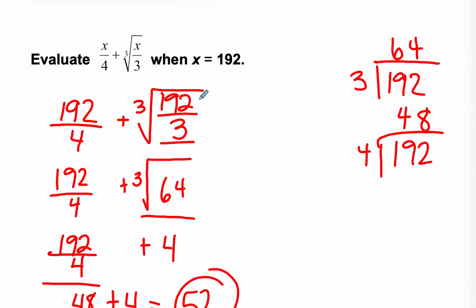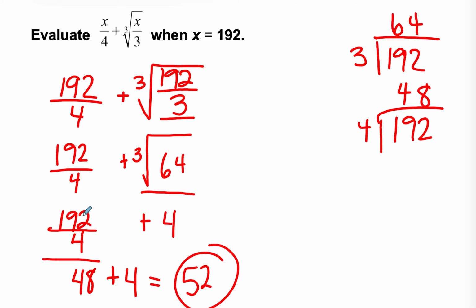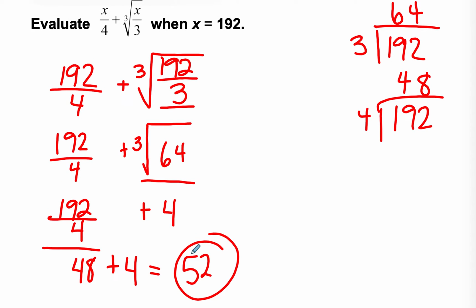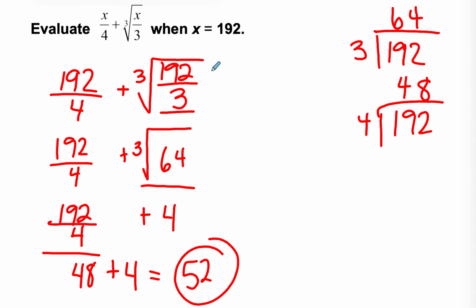So we did our parentheses, or grouping symbol. We did our exponents, radical signs. So the cube root of 64 is 4. Okay, this looks like a fraction, but remember, fraction is the same thing as division. So we're just going to do 192 divided by 4. That gives us 48. So we're basically changing that improper fraction into a whole number. And then we are adding. So 48 plus 4 equals 52. We're still using the same order of operation steps that we did at the very beginning of the year. Parentheses, exponents, division, addition.